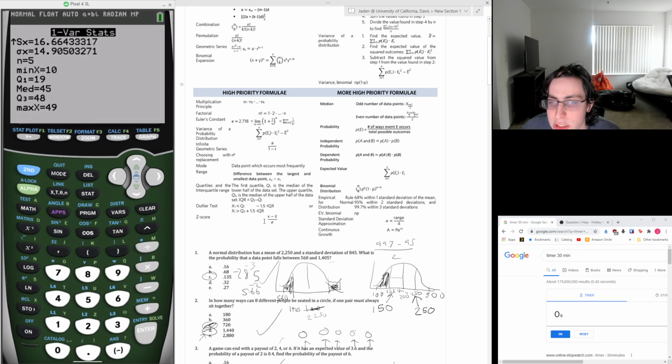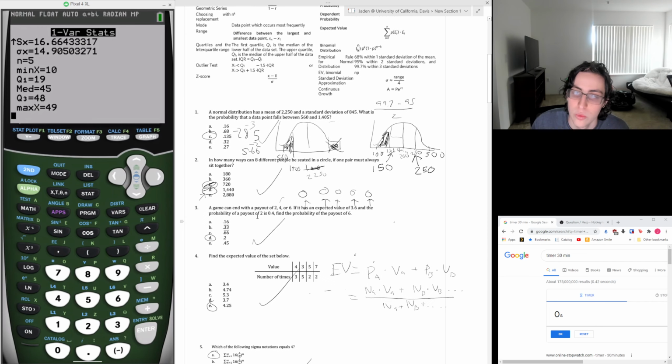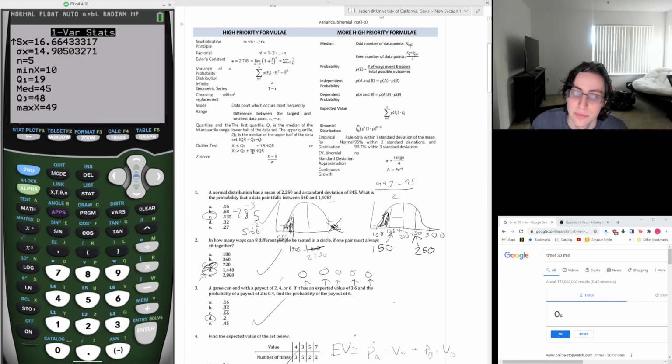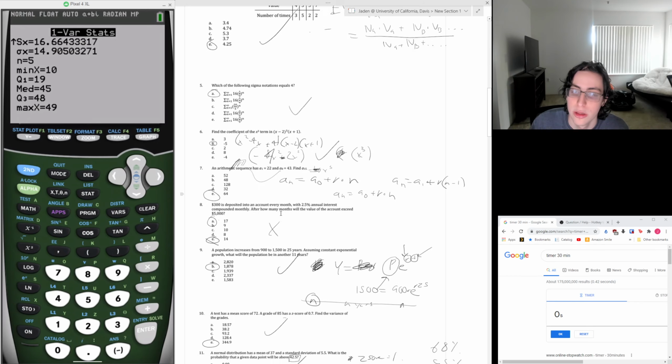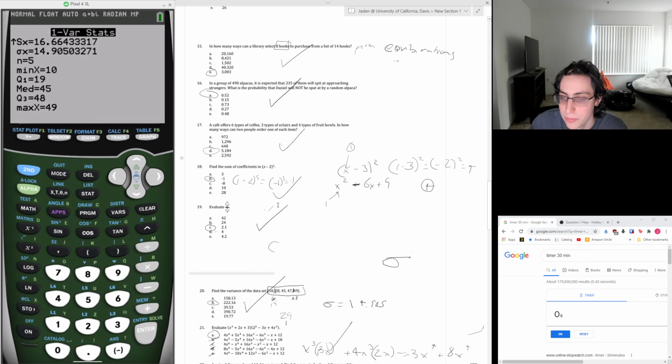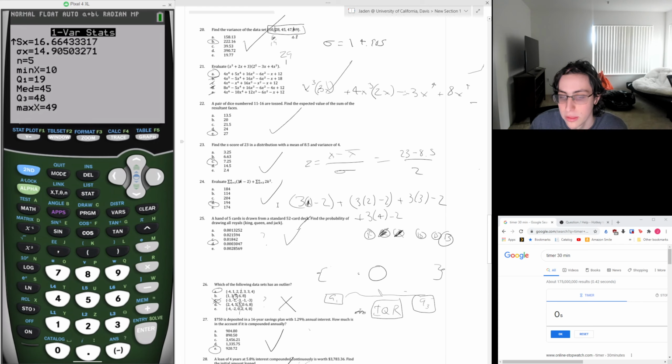X1 is less than Q1. So the outlier test to see if something's an outlier is basically 1.5 times the interquartile range less than Q1, or 1.5 times the IQR more than Q3. So let's go through.